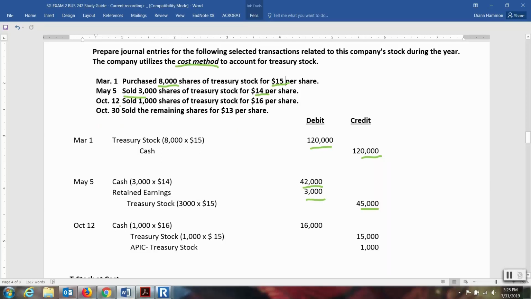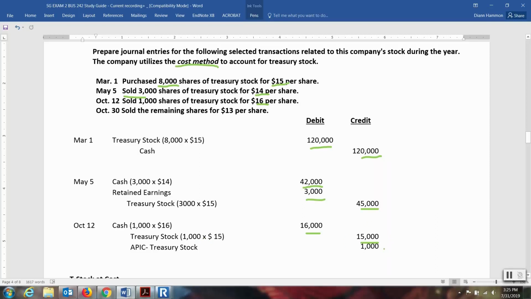And then next on October the 12th, sold 1,000 shares of treasury stock for $16 per share. Remember, cost was $15. Now they're selling for $16 per share. 1,000 shares times $16 would be $16,000. We need to remove the treasury stock at the cost we had in it, using the cost method. So that would be 1,000 shares at $15 per share.